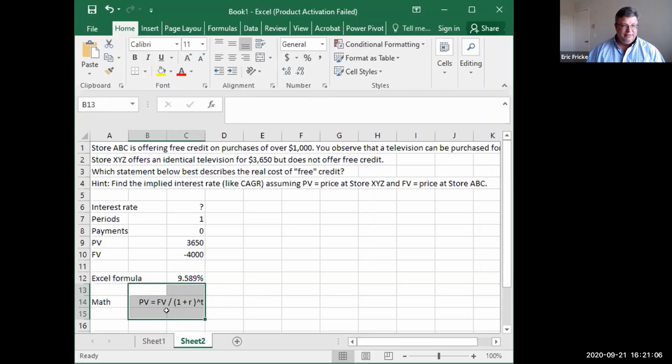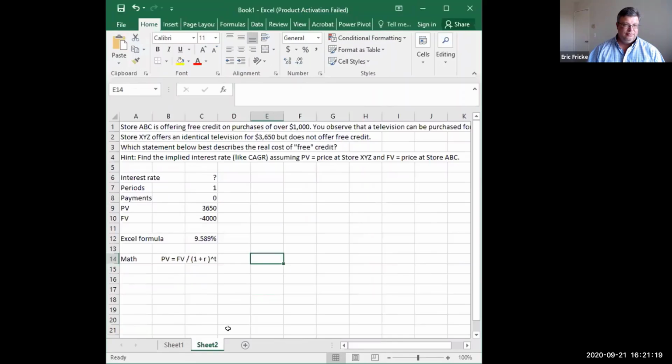So in this case, we'd have to do some algebra, basically, and solve for R. So basically we have 3650. So this is our formula, and we basically have to solve for R, right?